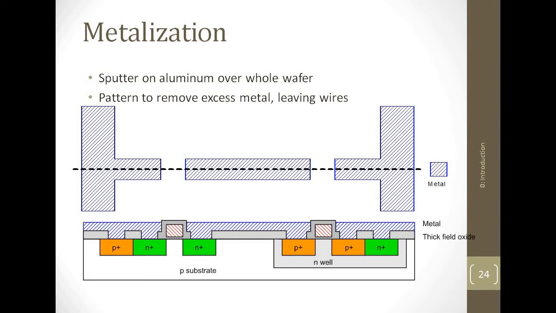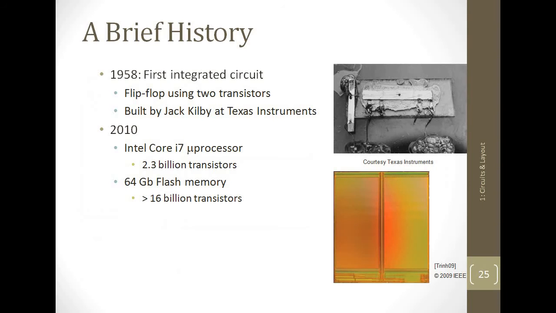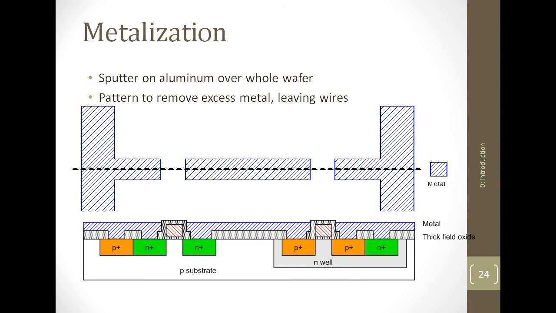Then finally, to take out the leads, we use metal. So metallization is the last step. Sputter on aluminum over the whole wafer, then pattern to remove excess metal, leaving wires. So these are the steps which we have seen for CMOS fabrication. So this is finally made out with the metal. You can see the leads are taken out.